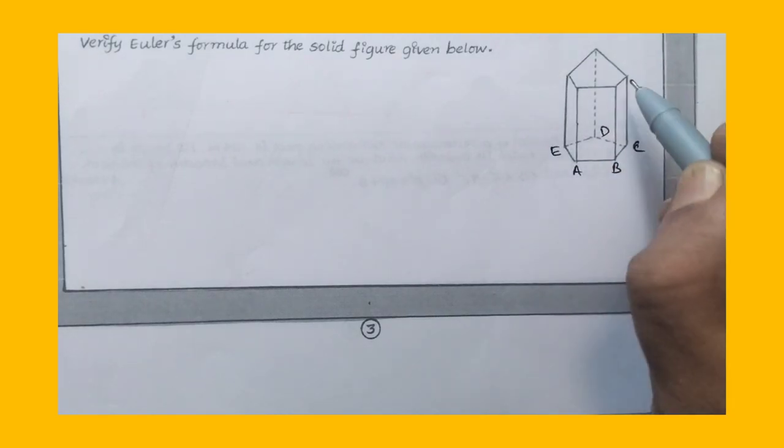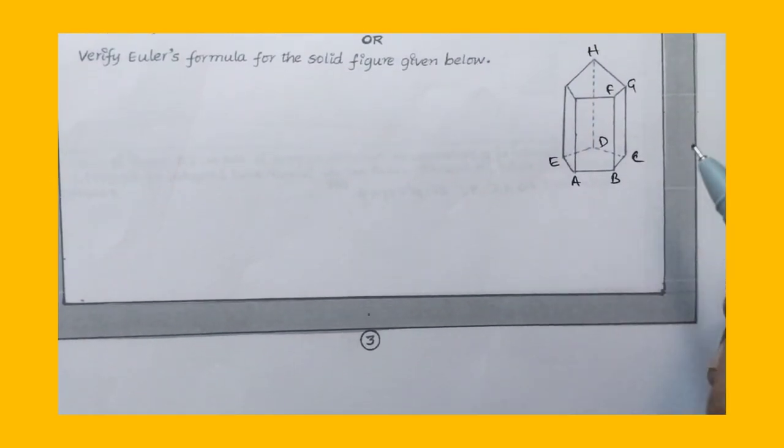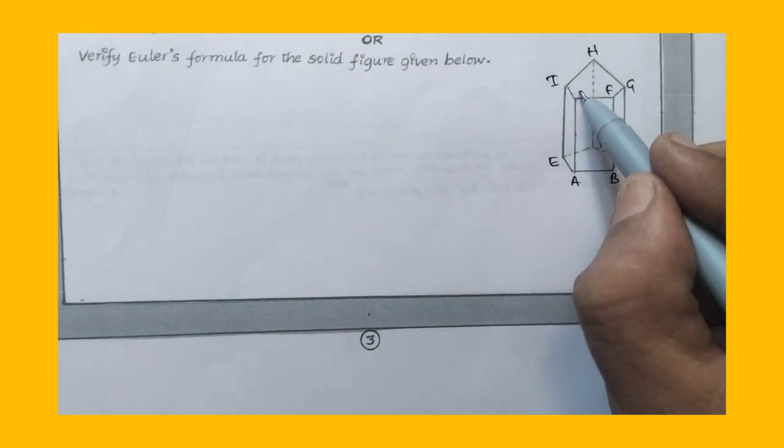Now let us move to the 24th question. The 24th question is: verify Euler's formula for the solid figure given below. So for this we apply Euler's formula. To apply Euler's formula, first let us write the alphabets: A, B, C, D, E, F, G, H, I, then this is J.